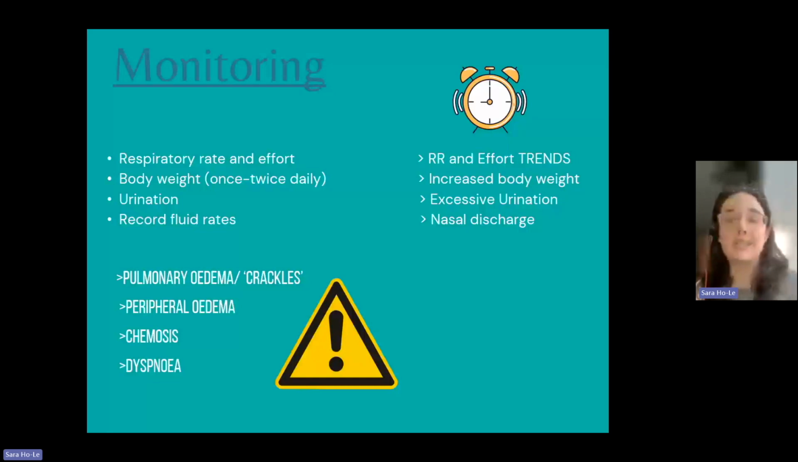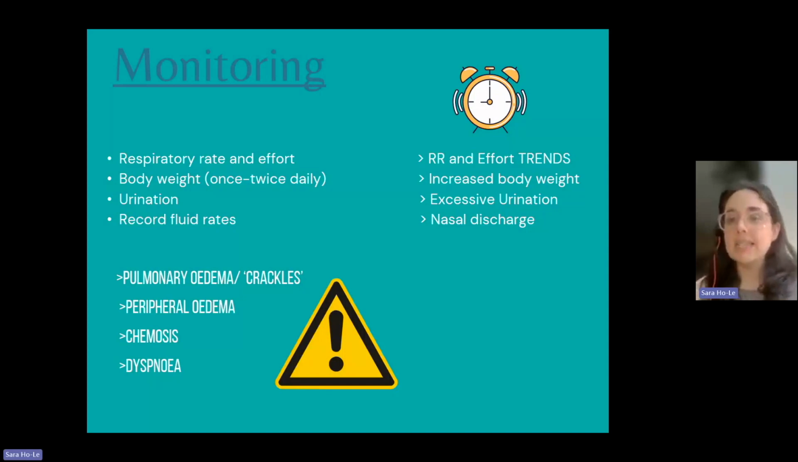That should flag something in my mind to at least tell my vet this cat's urination has increased. It seems to be having quite a lot of urinary output. That may be one of the first signs. And it's super important that I record my fluid rates on the patient's chart, so we have documentation of what the fluid rates have been previously and what they are now.